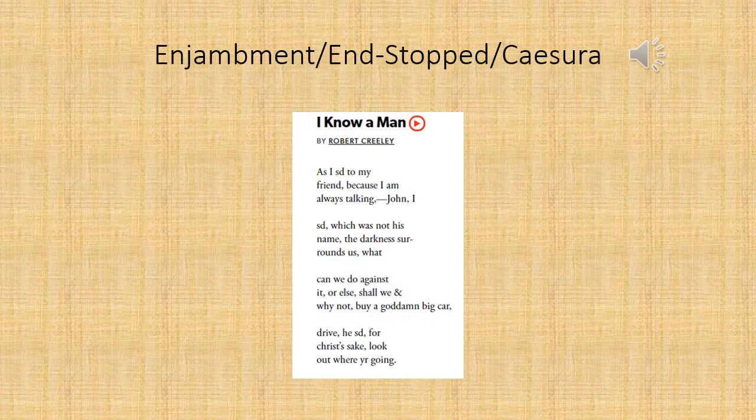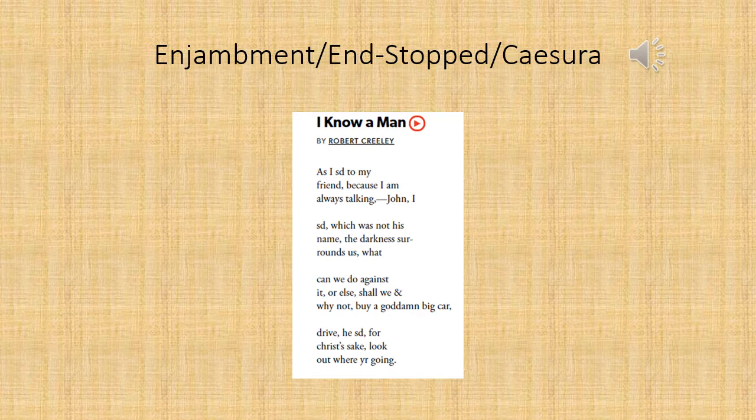Okay, let's look at opportunities here where Robert Creeley is intentionally incorporating enjambment, end stopped, and caesura within his content, which is the poem itself, right? So we can see it right away in stanza 1. We see enjambment at the end of the first line. "As I said to my," so it's an incomplete sentence. It's an incomplete thought. He's enjambing "my." And then we get "friend because I am," and another enjambment with "I am" incomplete.